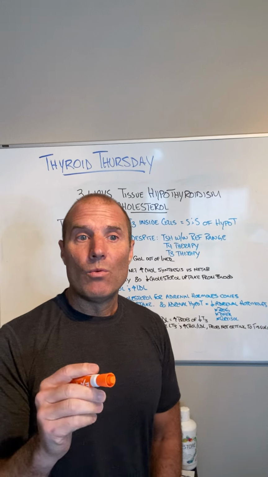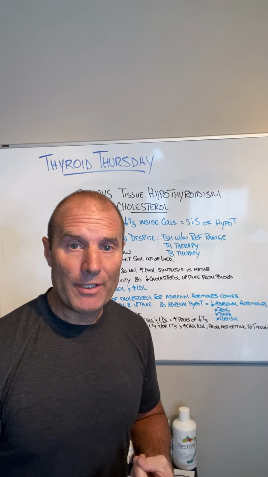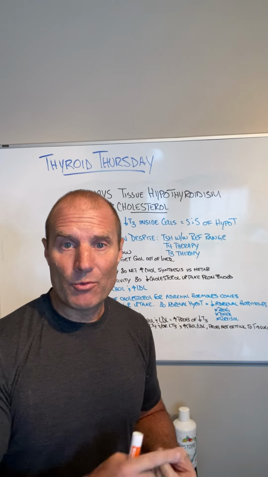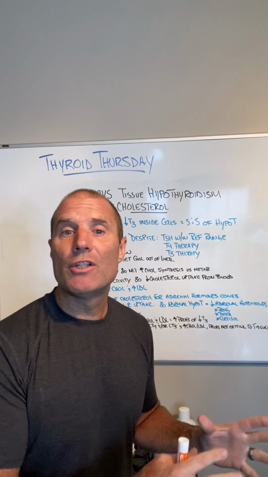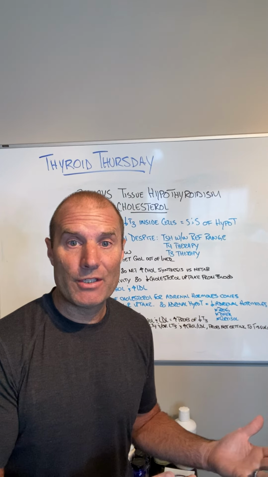But what is tissue hypothyroidism? We probably should talk about that. I've talked about this in multiple videos. Tissue hypothyroidism, or cellular hypothyroidism, is the reduction of T3 inside the cells of a particular tissue. Let's say the liver in this situation.